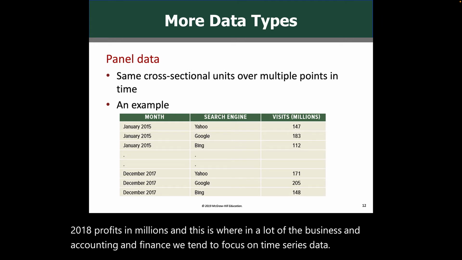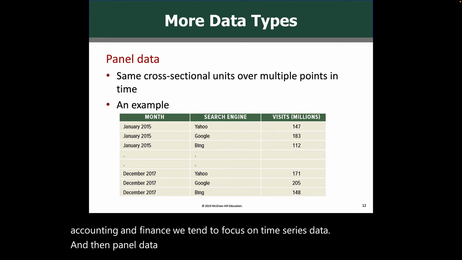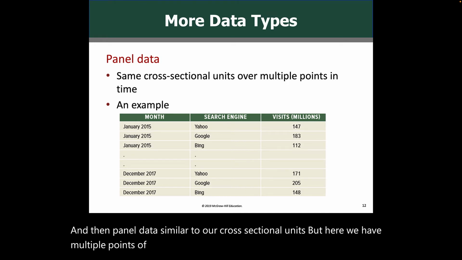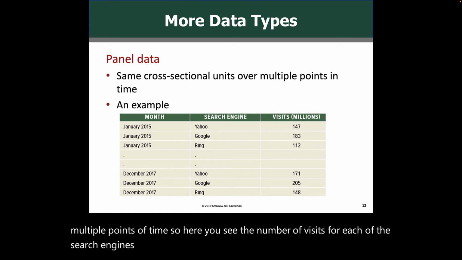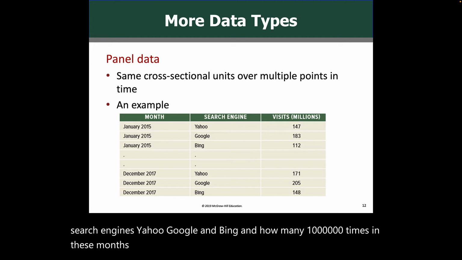And then panel data. Similar to our cross-sectional units, but here we have multiple points of time. So here you see the number of visits for each of the search engines, Yahoo, Google, and Bing, and how many millions of times in these months that these particular search engines were visited.